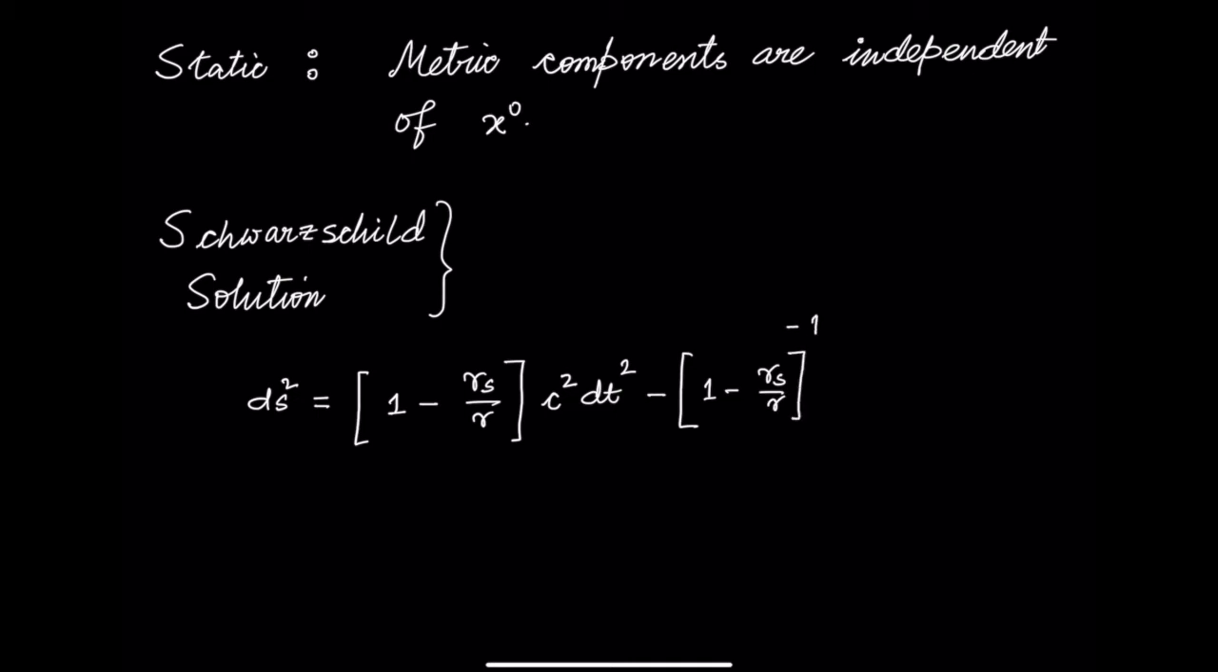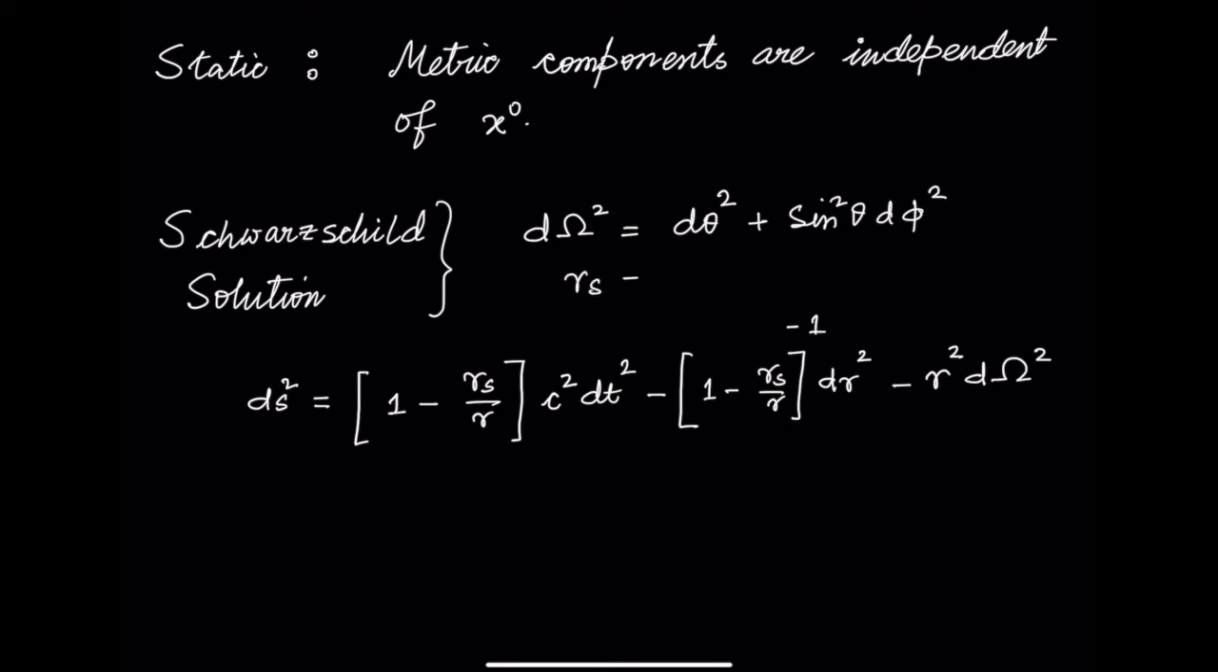Minus, to the power minus 1, dr squared minus r squared. Let me write it this way, and I will mention here that d omega squared is the line element on the surface of a unit sphere, and rs is 2GM by c squared.